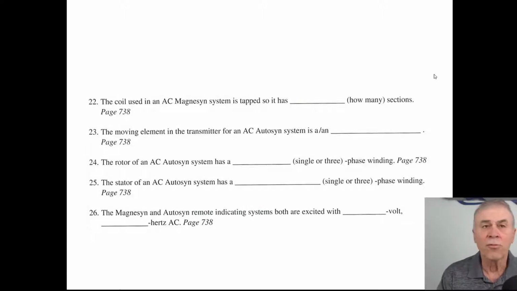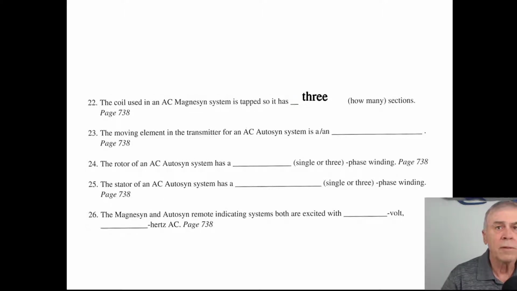Okay, here I get a chance to redeem myself. Just because I'm explaining it doesn't necessarily mean that I'm committing it to memory. The coil used in an AC Magnesyn system is tapped so that it has how many sections? Well, we looked at that a few times, and I think 3 is going to be the answer in most cases. The coil is tapped in 3 spots, and that was in the delta configuration.